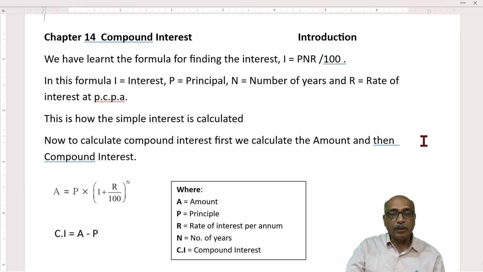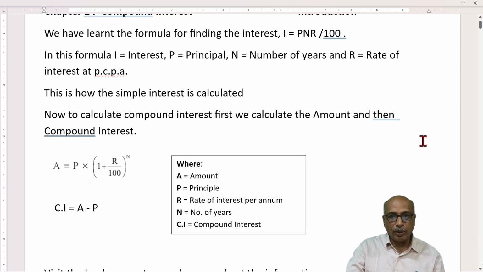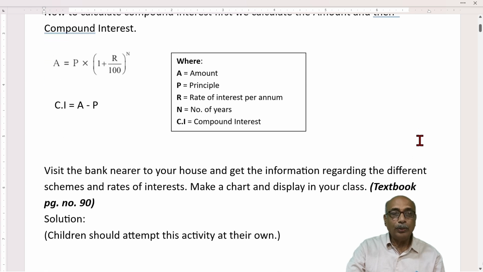Now to calculate the compound interest, first we calculate the amount and then compound interest is calculated. The new formula to calculate the compound interest amount is A equals, where A is the amount, P is the principal amount. Principal means how much we have taken the loan or we have deposited, that is principal. R is the rate of interest per annum. Per annum means per year.